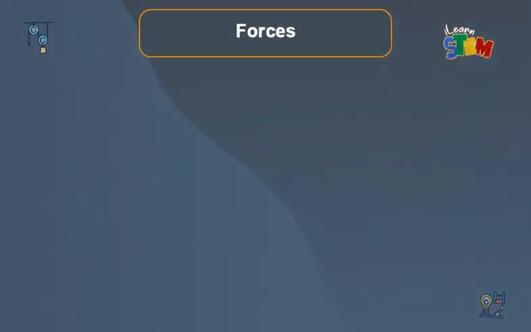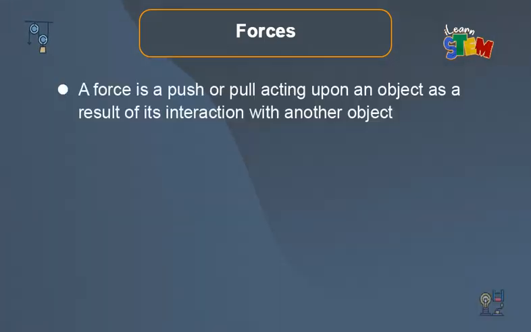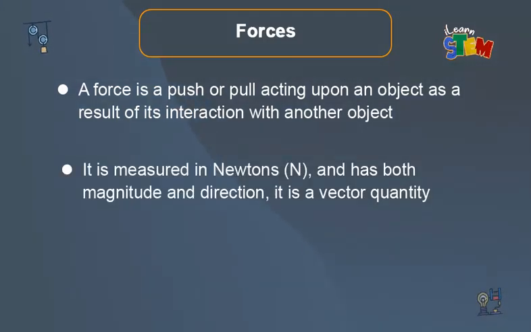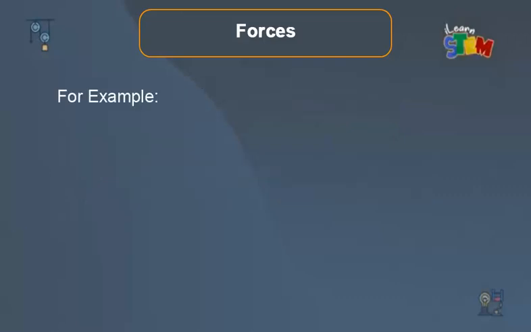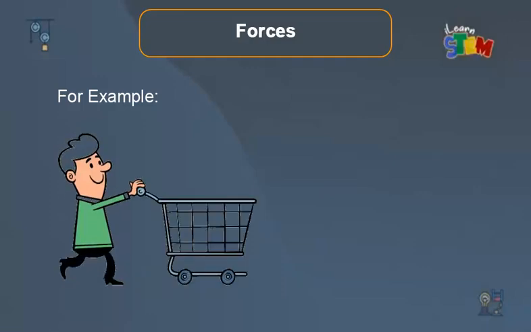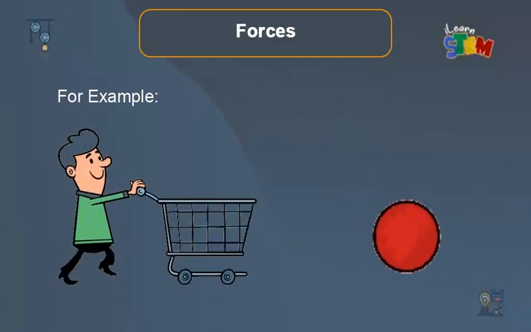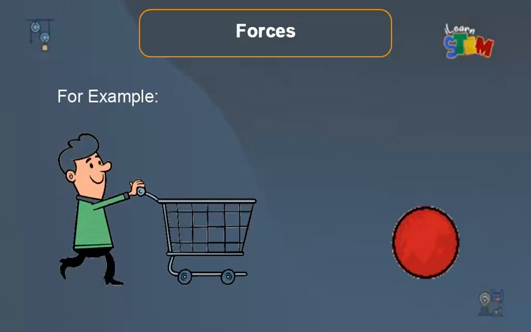Now, let's understand what a force is. A force is a push or pull acting upon an object as a result of its interaction with another object. It is measured in newtons and has both magnitude and direction, making it a vector quantity. Force is the invisible push or pull that makes things move, stop, or change shape. For example, imagine pushing a cart or dropping a ball. These are examples of forces in action.